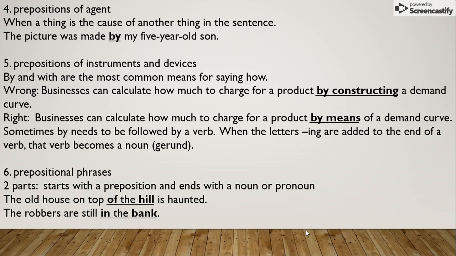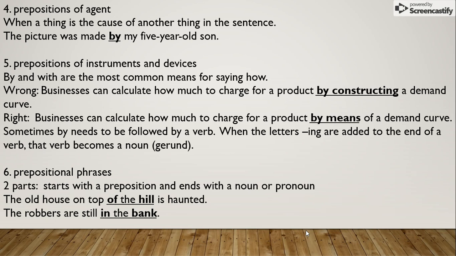paper. Prepositions can be used as agents. We use this to show cause between 2 things. You can see here in our example sentence that the picture was made by my 5-year-old son. The word by here is a preposition and it links the picture to my 5-year-old son.